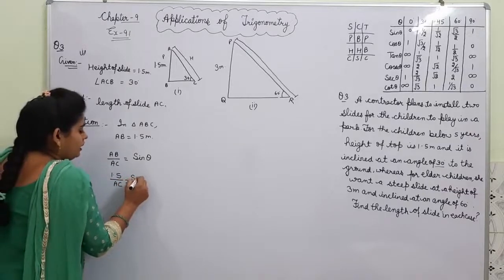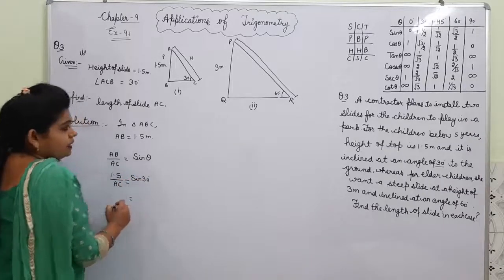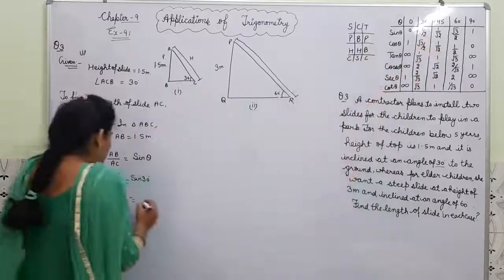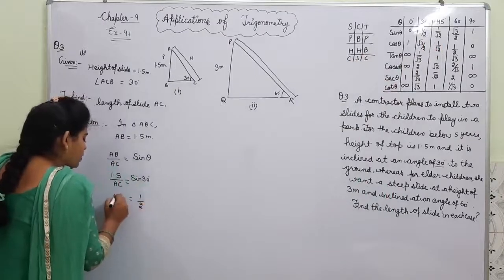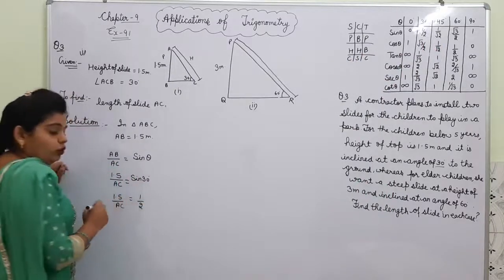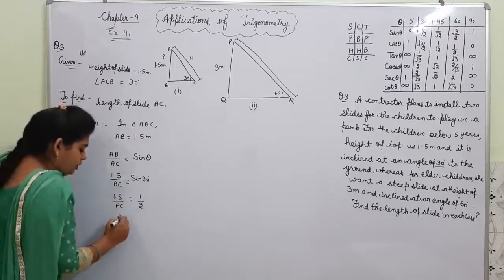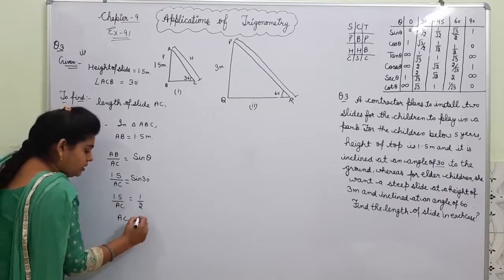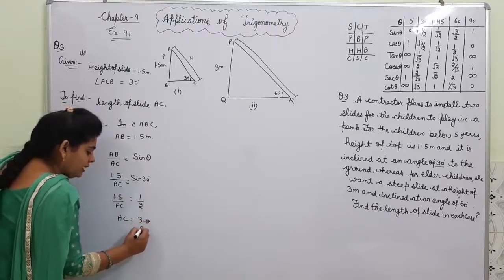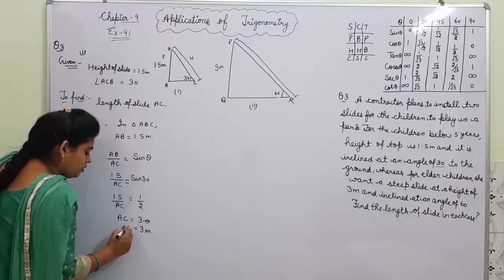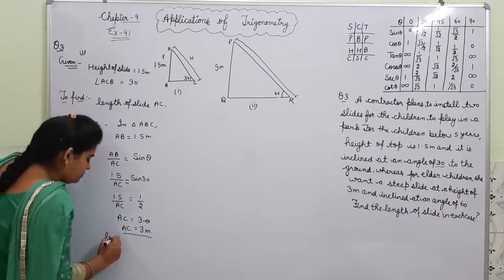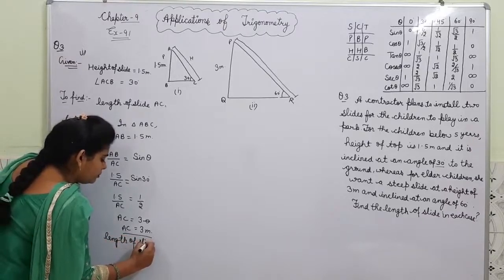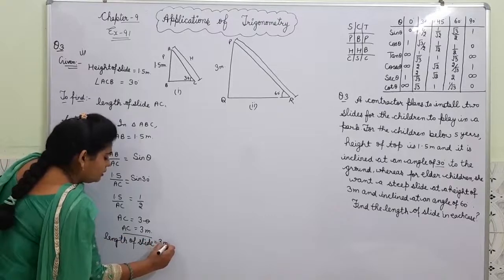Sine theta is 30 degree. Yes, dear students, sine 30 is 1 by 2. So 1.5 by AC is equal to 1 by 2. When we do cross multiplication, we will get AC into 1 equal to 1.5 into 2, means 3.0, or simply we can say 3 meter. AC is equal to 3 meter. So in this case, the length of slide is equal to 3 meter.